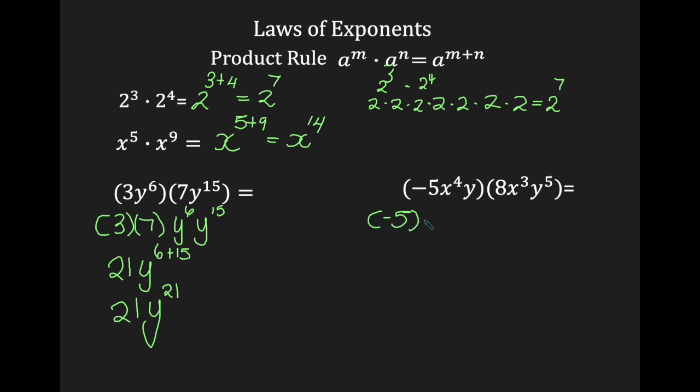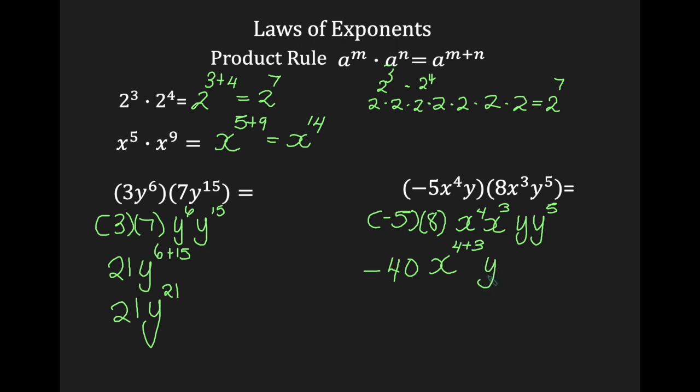So the negative 5 is going to multiply the 8. The x to the 4 is going to multiply the x to the 3rd. Because remember, in order to apply the rule, the bases must match. And then I have y, and I'm multiplying that with y to the 5th power. Now negative 5 times 8 will give me a value of negative 40. Now I have x, 4 plus 3, because remember, the bases match. You keep the base, add the exponents, 4 plus 3.